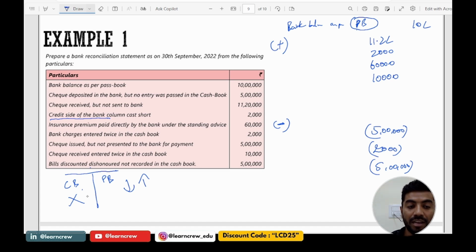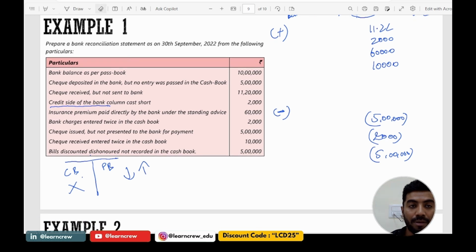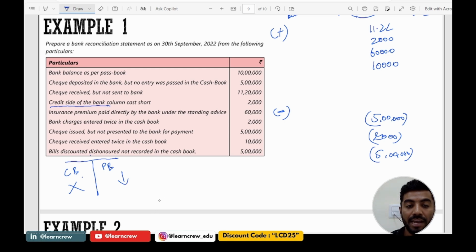The balance will be more in the cash book. So in the passbook, the balance will be less. The balance is more in the cash book, the passbook balance will be less. Okay. In order to make it equal, we need to add this.